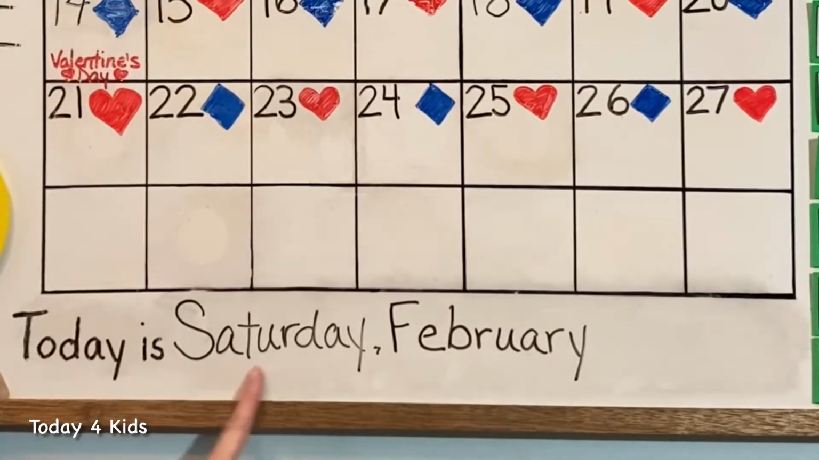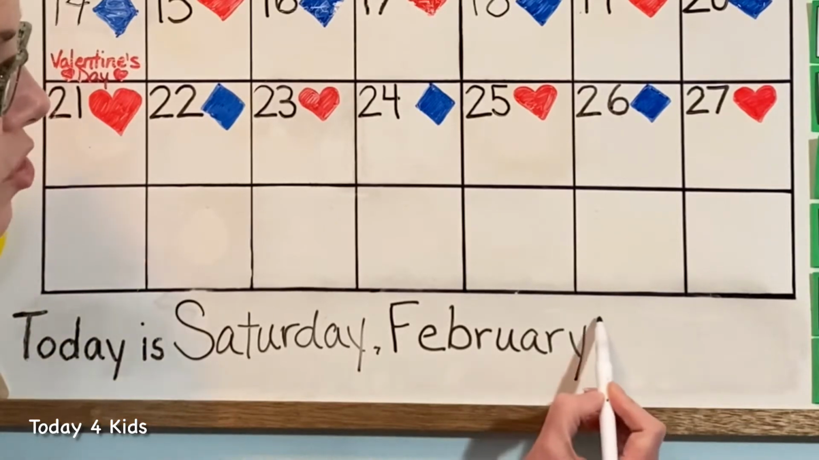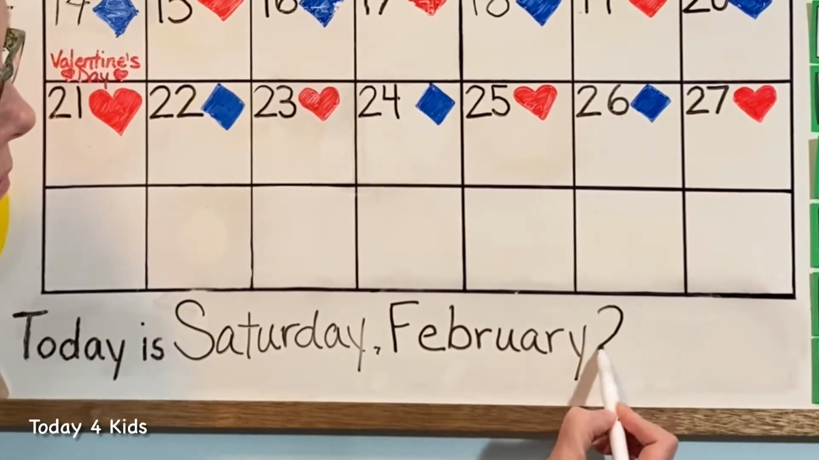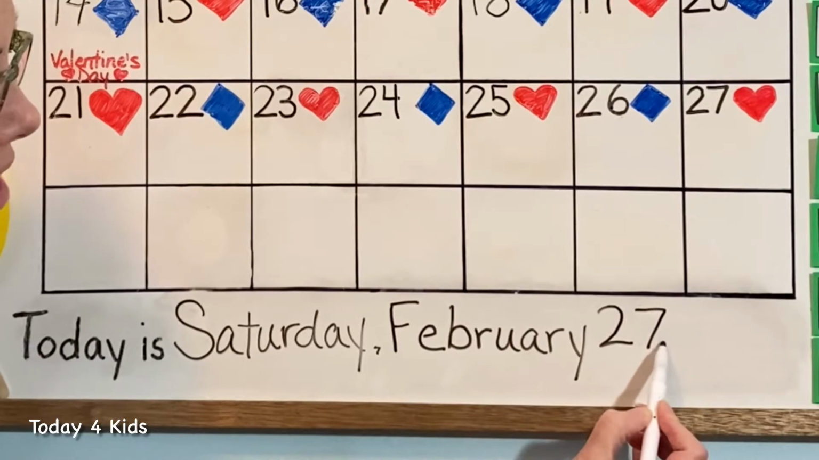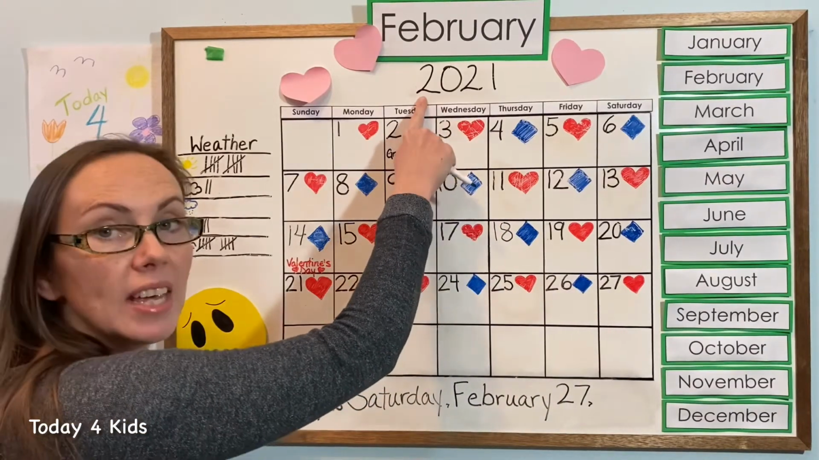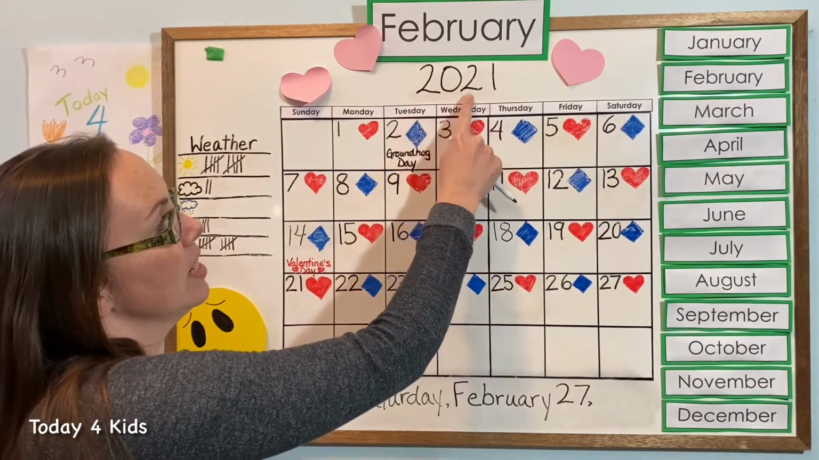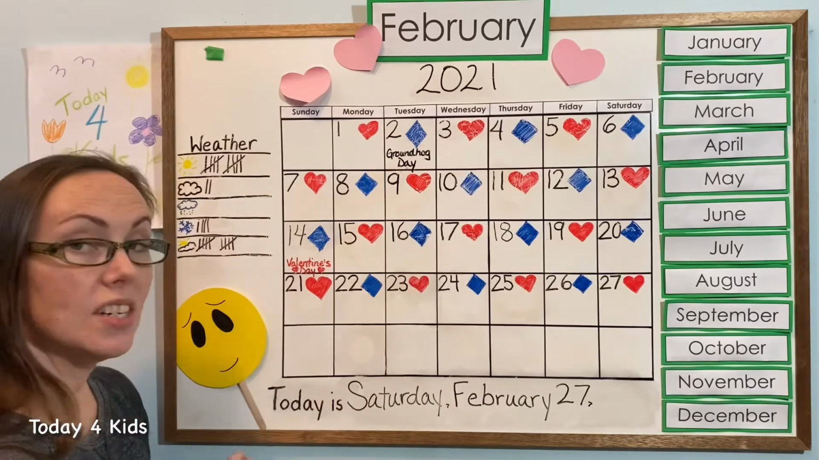So let's put that into our sentence. Today is Saturday, comma, February 27th. So we'll put a 2 and a 7 and then a comma before we put in the year. And the year is at the top of the calendar, 2021, or you can say 2021.